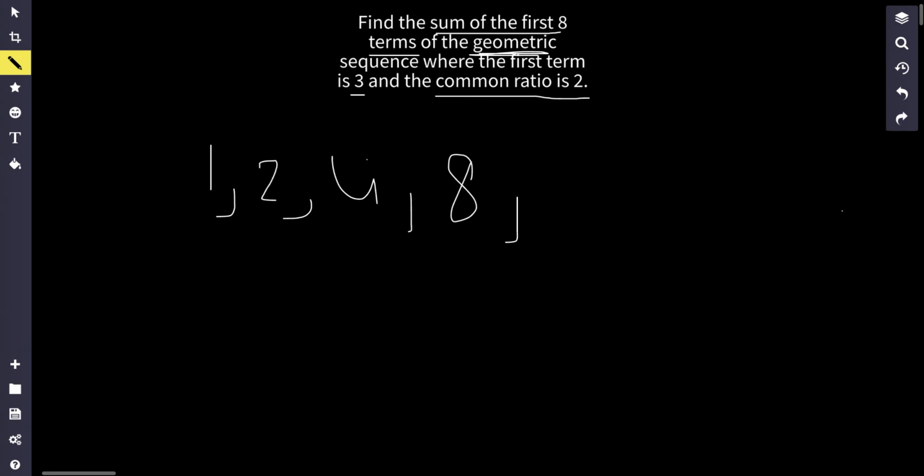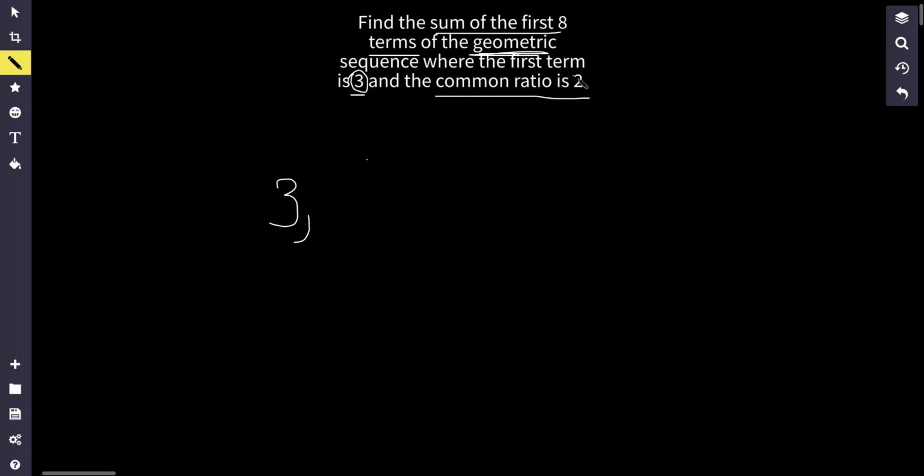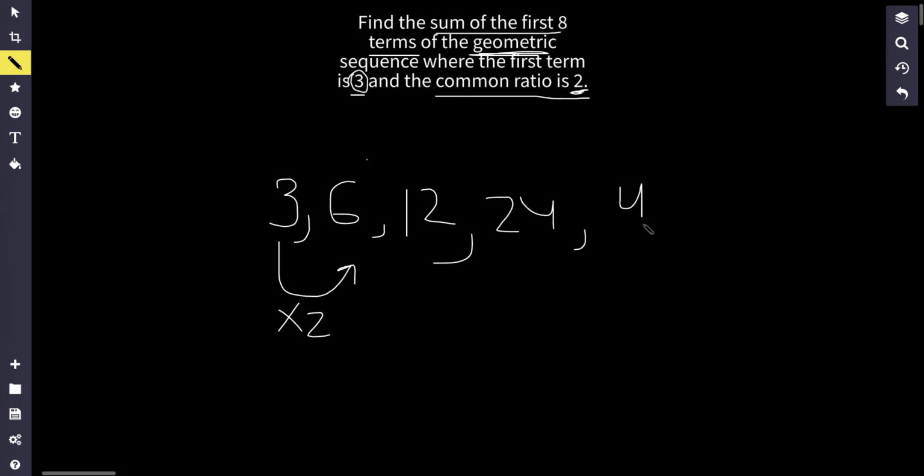So right now, we want to find the sum of the first 8 terms of the geometric sequence where the first term is 3. If the first term is 3 and the common ratio is 2, meaning that to get from 3 to the next term I would multiply by 2, my next term would be 6, then 12, because 6 times 2 gives me 12, then 24, 48, and so on. And I want to find the sum of the first 8 terms.